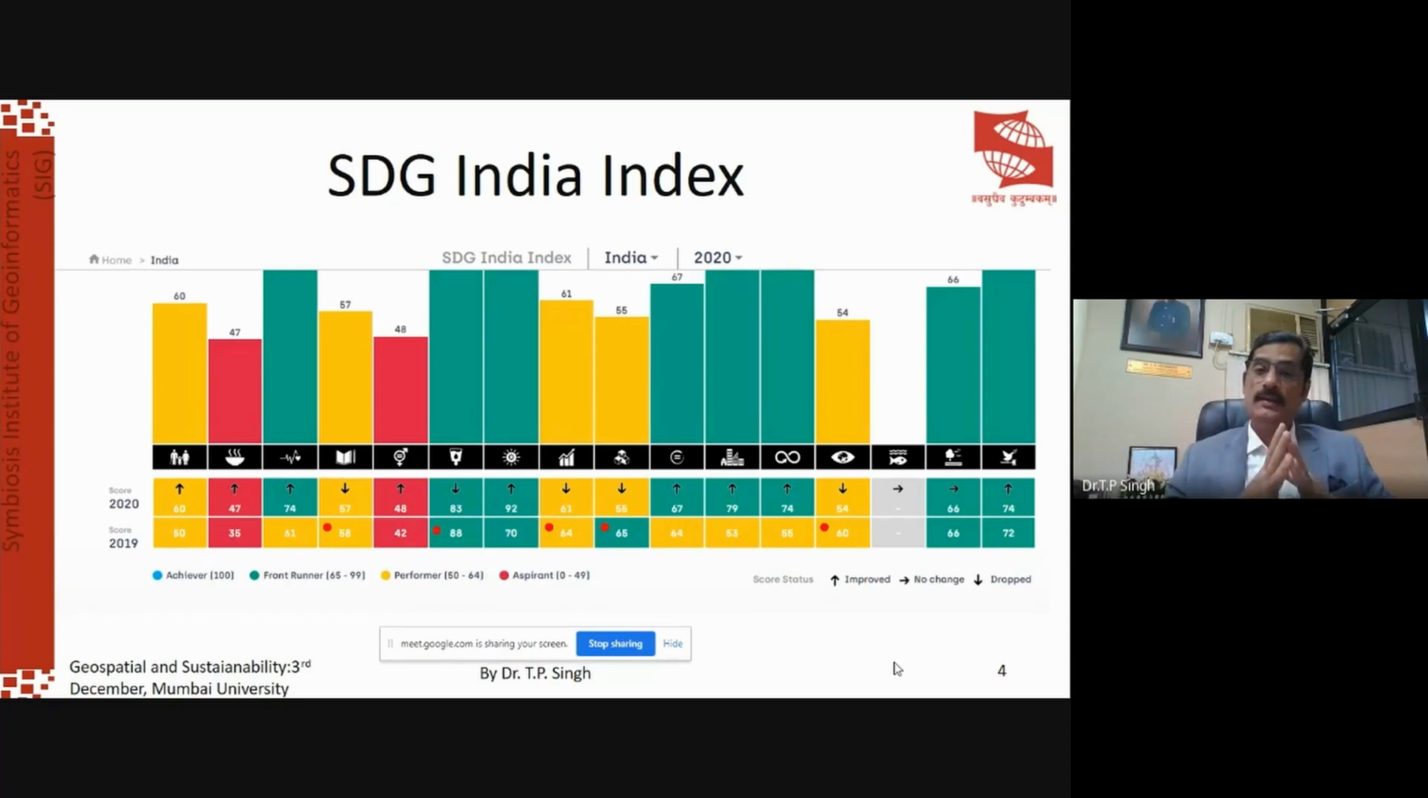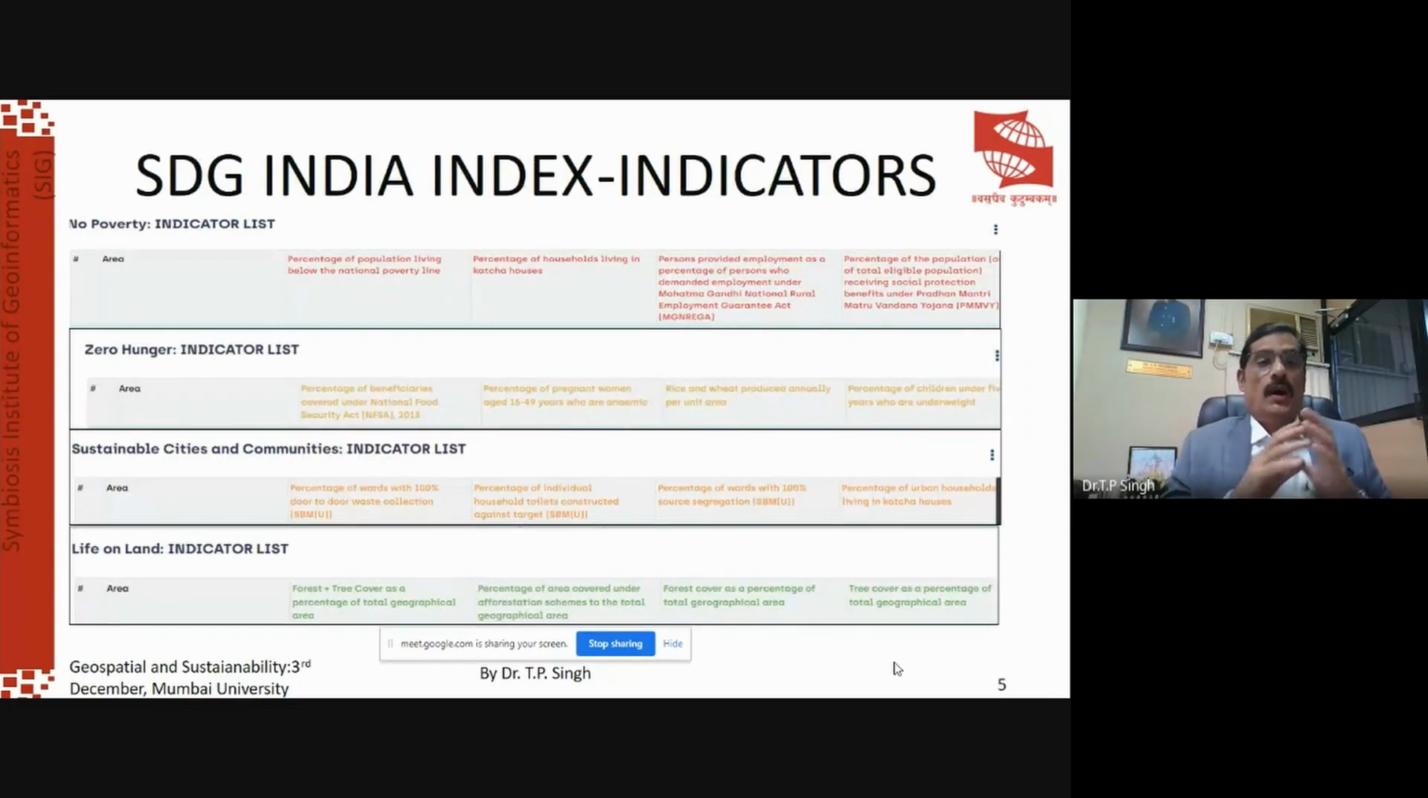The government of India and Niti Aayog have come up with some indicators. While we go about achieving these goals, we have indicators that we need to fulfill. I am going to focus on how we can achieve those indicators using geospatial technology. SDG India mentioned that these are some of the priority areas where geospatial technology plays a very important role, and I am going to discuss those areas more.